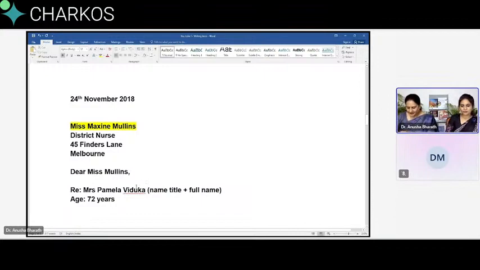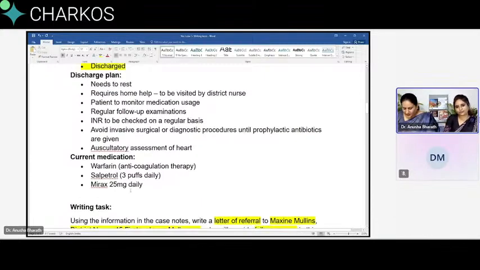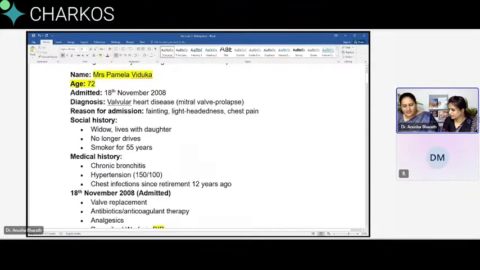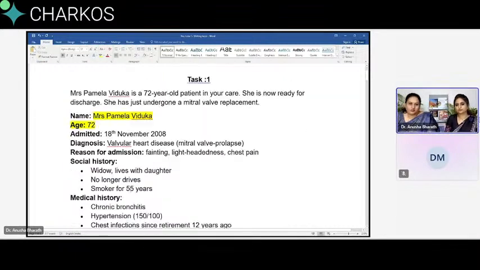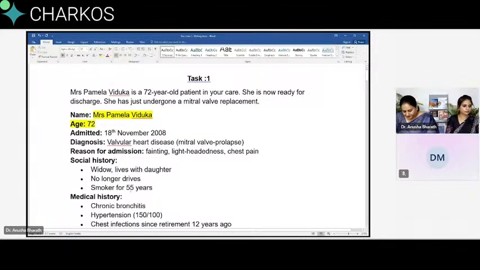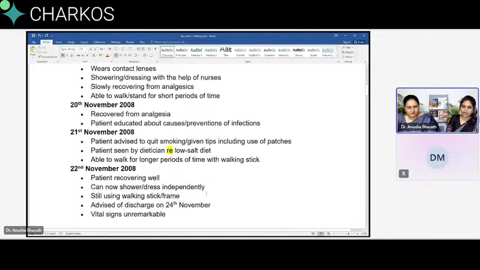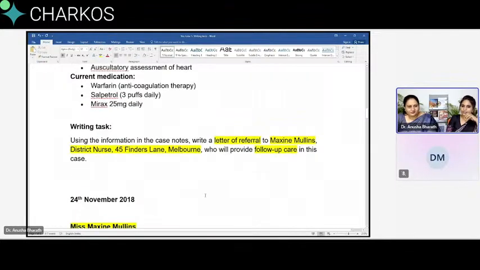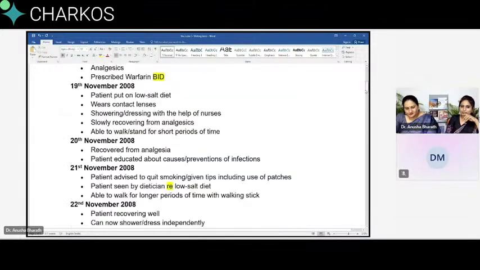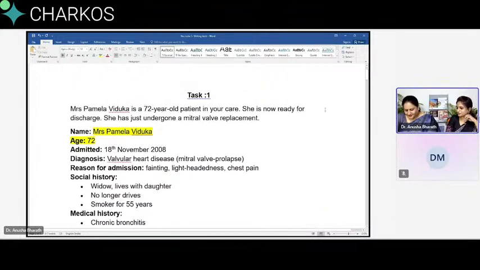So, what is the first paragraph called? Will you please respond in the chat box? What will you mention in the first paragraph? So what type of a letter do you think this is? You've already seen the writing task, right? At the end, the writing task here says, write a letter of referral to Maxine Mullins. So can you tell us what type of a letter this is? You can type it in the chat box.